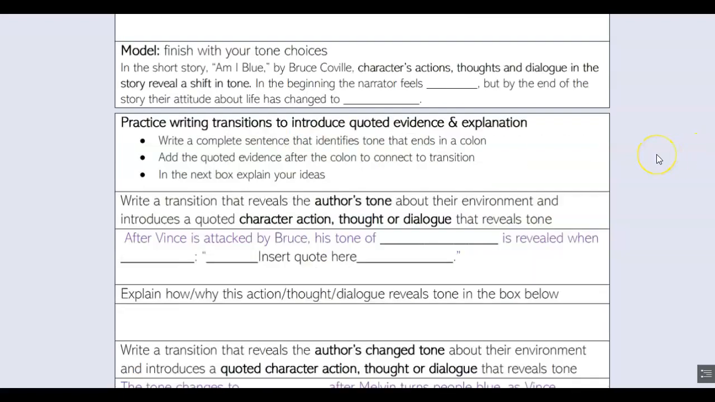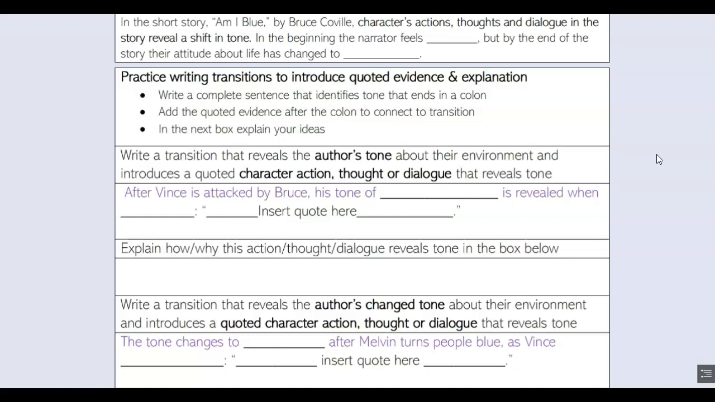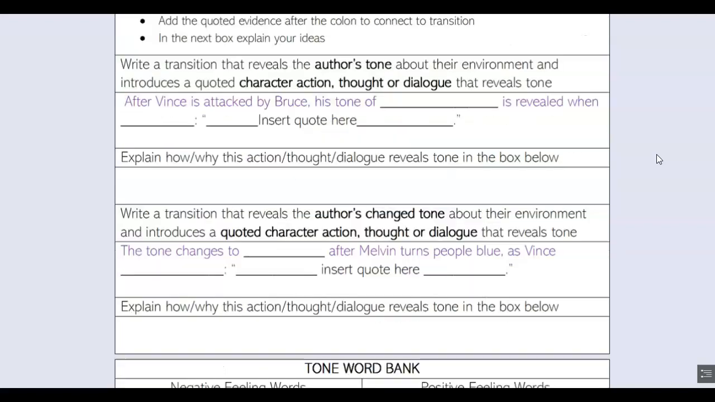All right. And then you're going to practice writing transitions to introduce quoted evidence and explanation. Write a complete sentence that identifies tone, that ends in a colon. Add the quoted evidence after the colon to connect the transition. And in the next box, explain your ideas. Right. So we will come back to this essentially when we come back at the end of the story. But we're looking for how the tone changes.